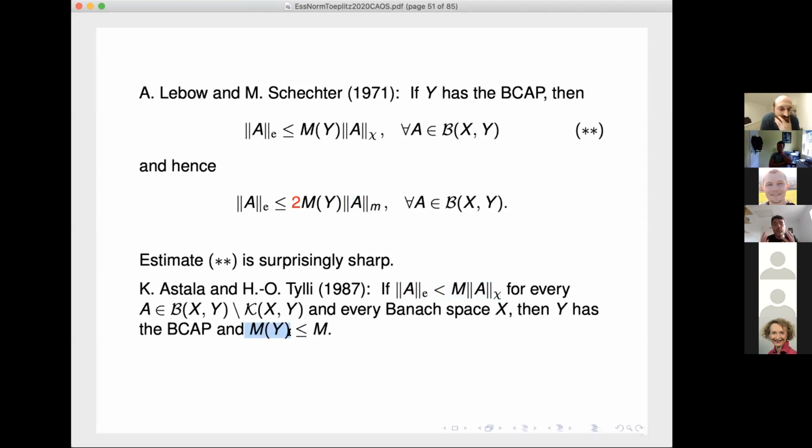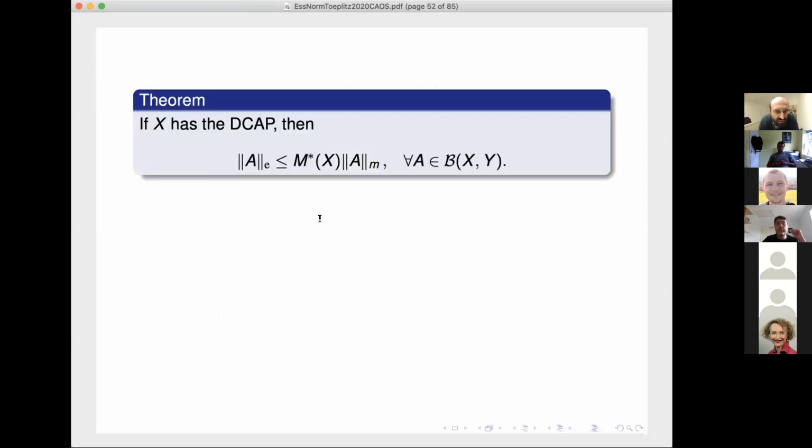So basically, if you want to have an estimate like we do for any Banach space in any situation, then you cannot go better than the estimate in the first display formula. It's a sharp constant. I mean, obviously you may have situations where you can do something better, but in general, this is the right estimate. So as I said, I wanted to get rid of this red 2, and this is why we need the dual compact approximation property.